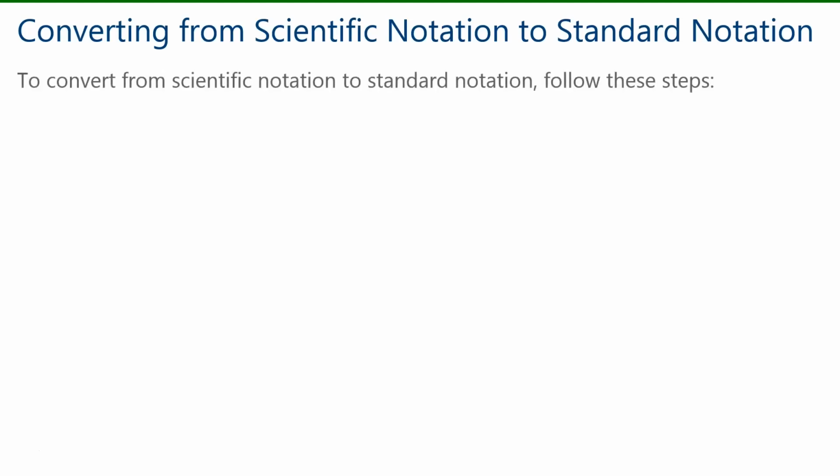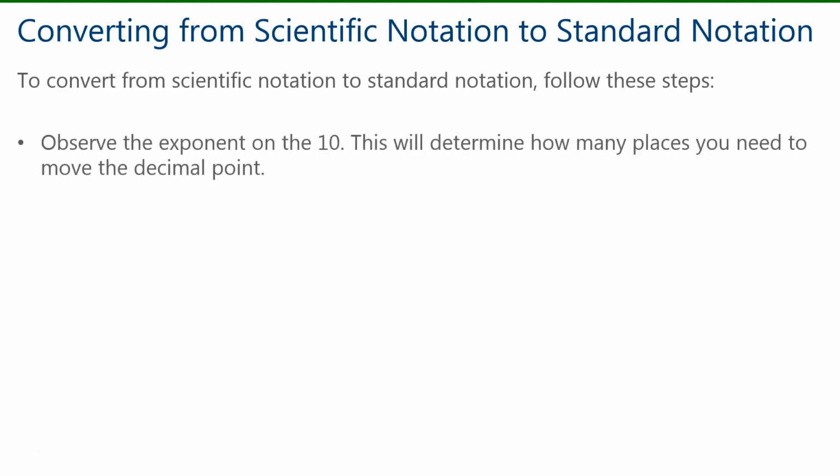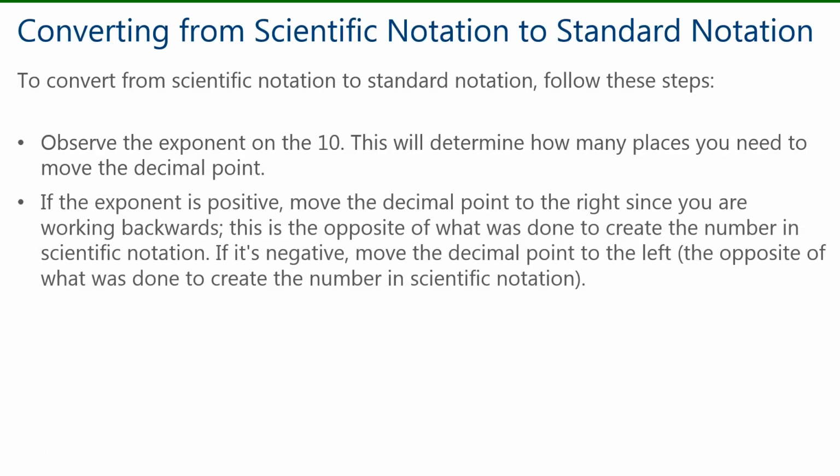Next, let's take a look at how we go from scientific notation back to standard notation. To convert from scientific notation back to standard notation, follow these steps. Look at the exponent on the 10. This will determine how many places you need to move the decimal point. If the exponent is positive, we'll move the decimal point to the right since you're working backwards.